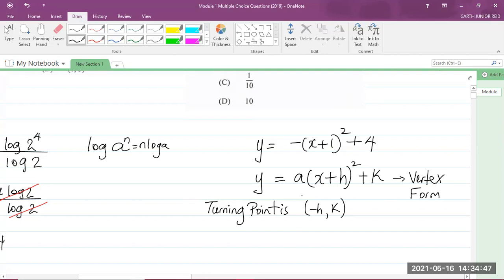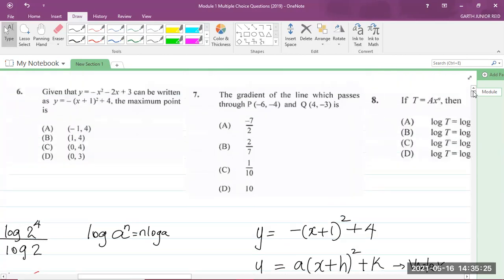Now the turning point can either be a maximum point or a minimum point. It all depends on how the graph behaves. In this case, comparing it with the expression here, my h would be 1. So my turning point is going to be negative 1, comma, k. 4 is in the place of k, so k is equal to 4. So negative 1, comma 4 is the turning point, and that is A.